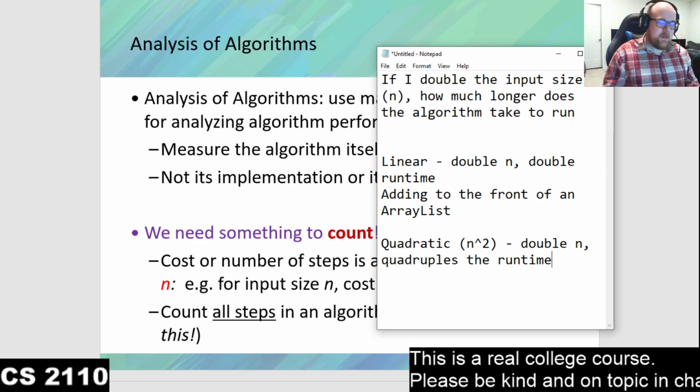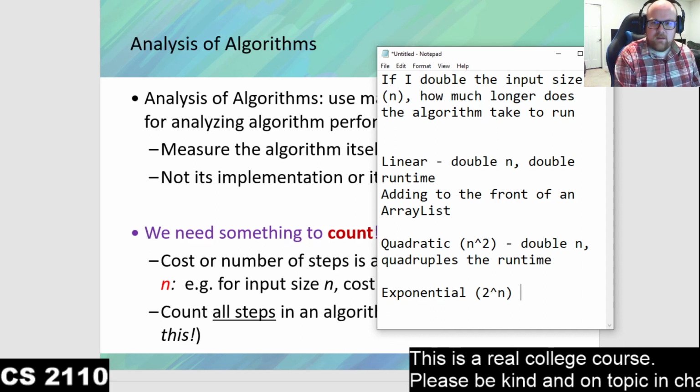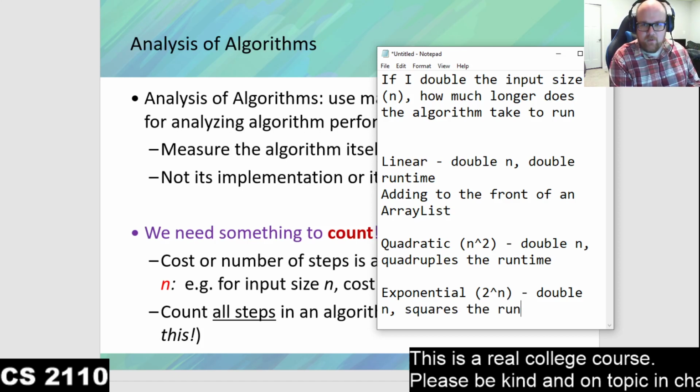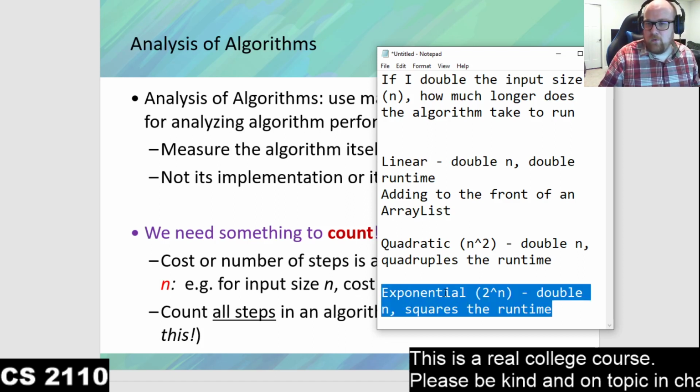Even worse, and we'll get into more formal definitions of this later, if we say a function is exponential, what that means is it is some value, for now we'll say 2 to the power of n. In the case of 2 to the power of n, if I double n, it doesn't quadruple or even octuple the runtime, it actually squares the runtime. It raises the runtime to the power of 2 when I double the size of n. So the point is, exponential is really, really bad. And we'll get into how bad.